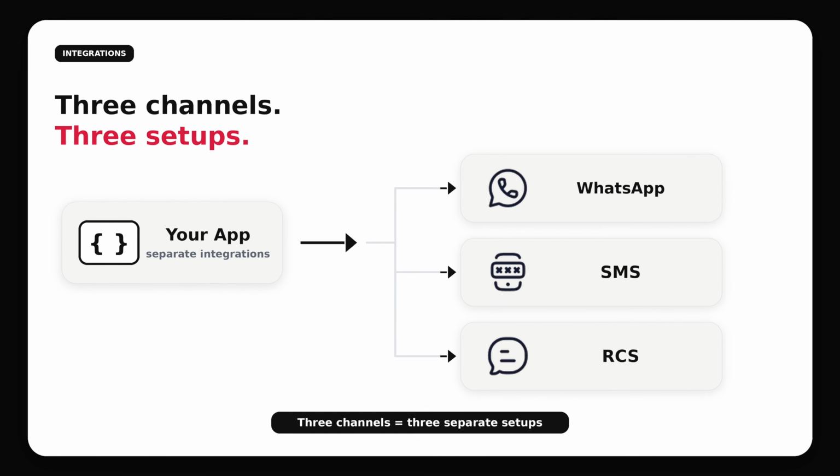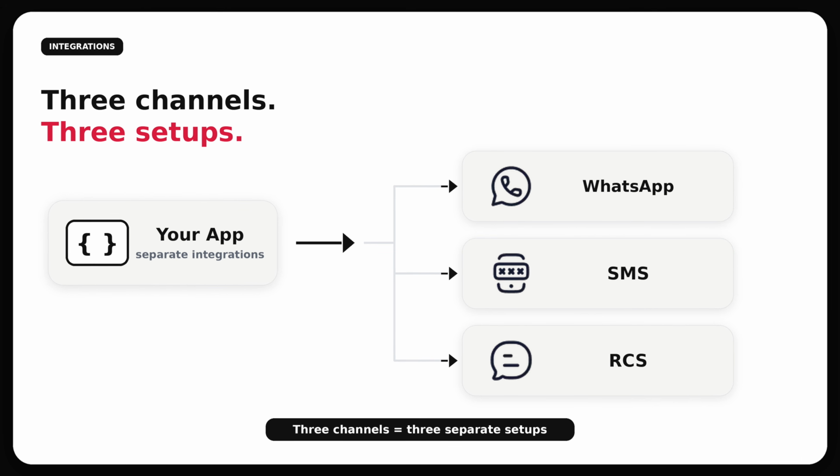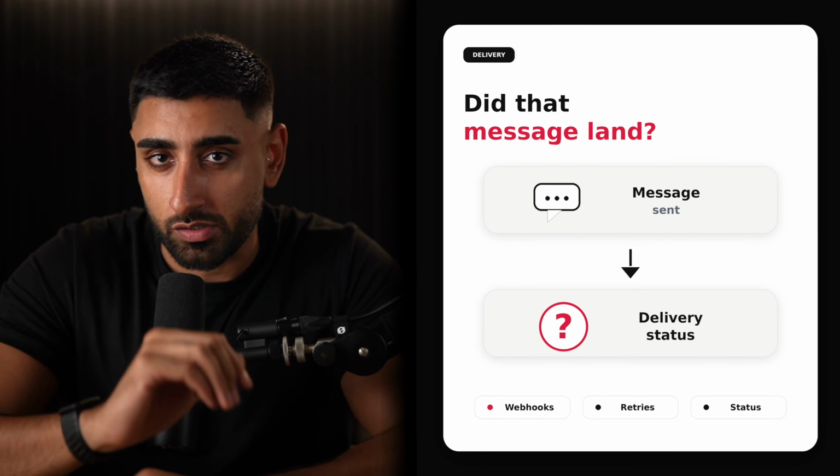Once again, another integration. So now you're maintaining 3 different channels, writing your own routing and retry logic. You can see where things start to stack up. This then involves you writing tons of different webhooks to answer one simple question. Did that message land?